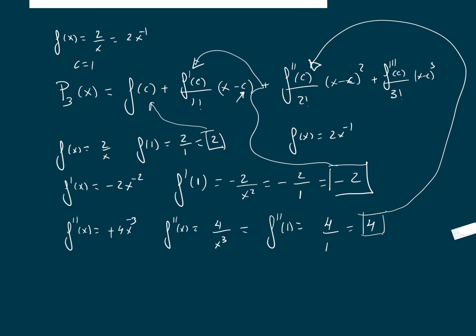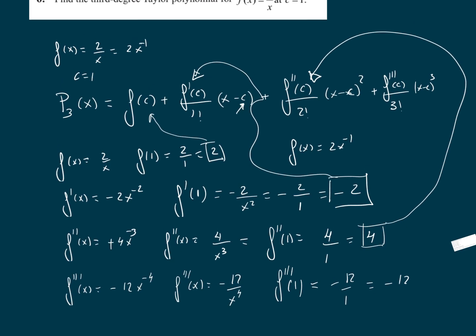And now the third term, f third of x, will be minus 3 by 4, which is minus 12, 12x to the minus 4. So f third of x can be written like minus 12 divided by x raised to the 4. So f third evaluated at the point 1 will be minus 12 divided by 1, so it will be minus 12. So what will be the Taylor polynomial of this function?